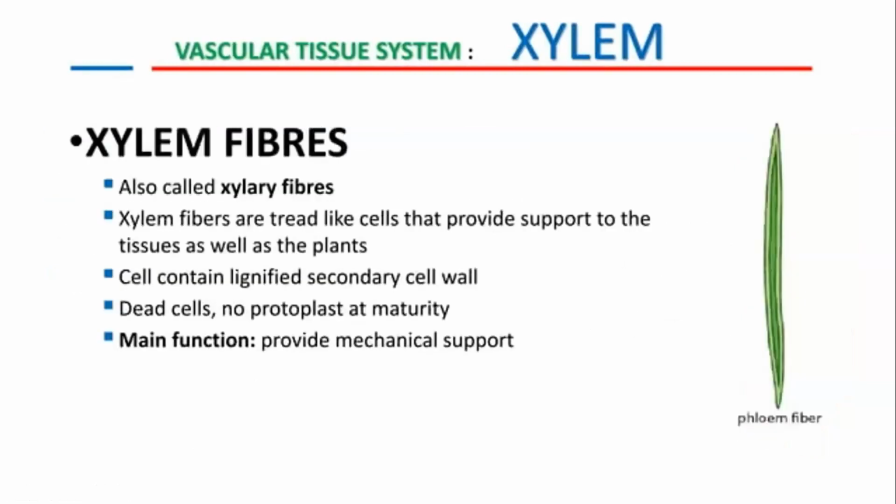The next one is the xylem fibers, or xylary fibers. Xylem fibers are thread-like cells that provide support to the tissues as well as the plants. The cells are lignified, made up of lignin, and these are also dead cells with no protoplast at maturity. The main function is that they give mechanical support.